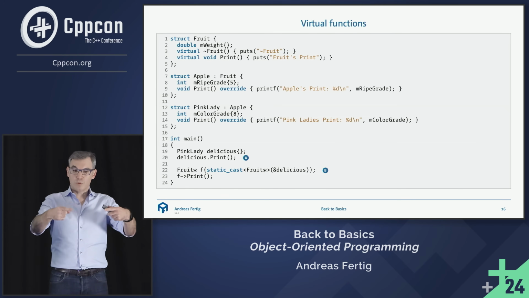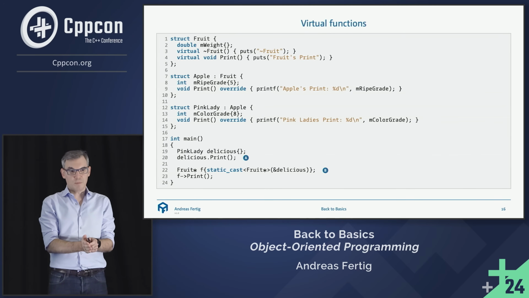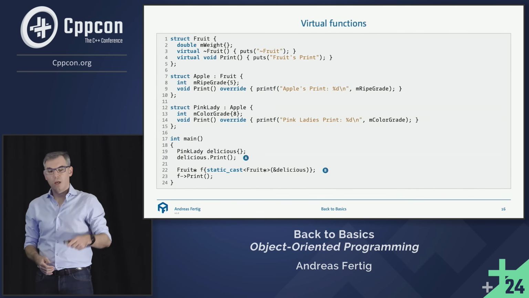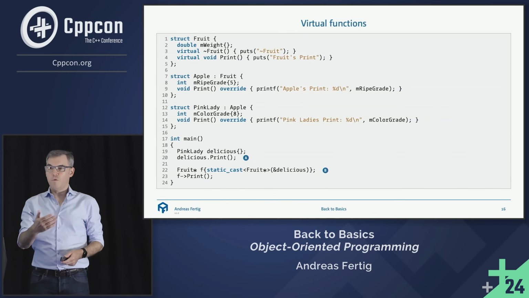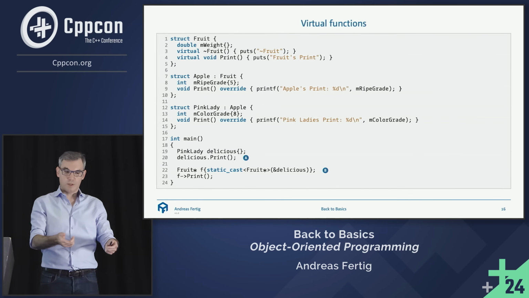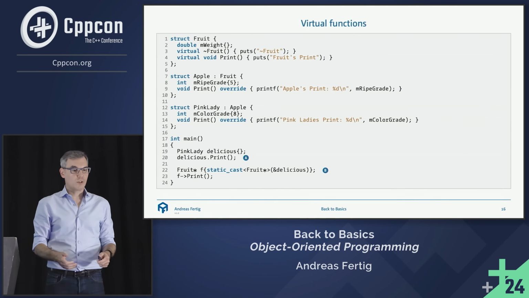That means it overrides the one from Apple that it inherited and the one from Fruit because they are the same. So whenever I now have, like down there, a Pink Lady object I call delicious and I invoke print on it, it means the print member function from Pink Lady gets called.